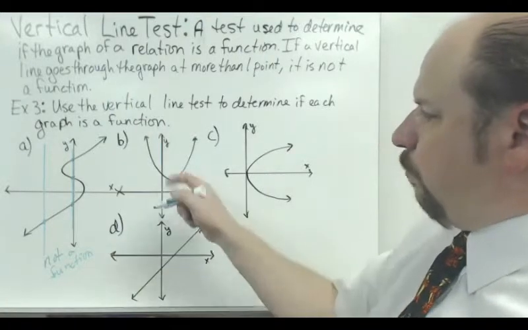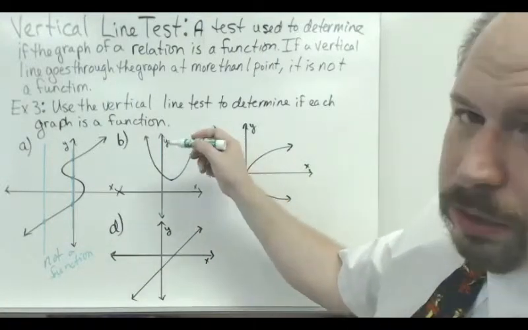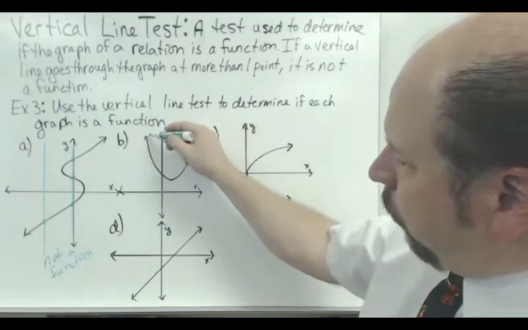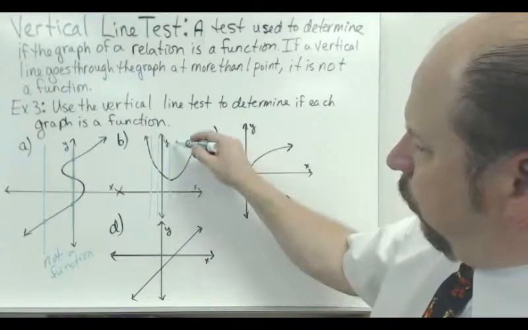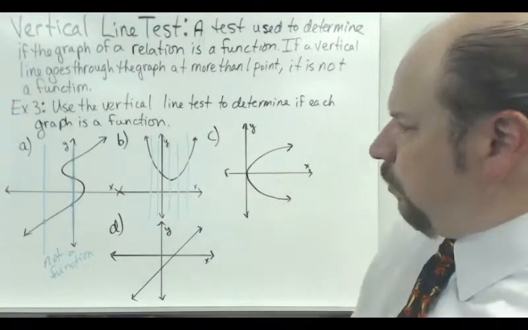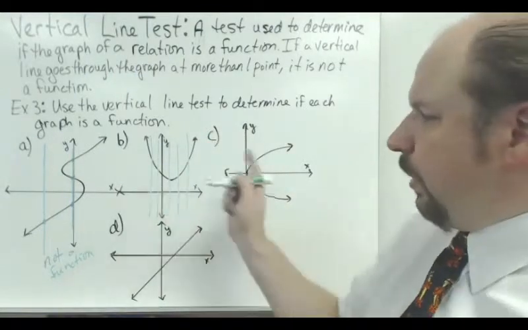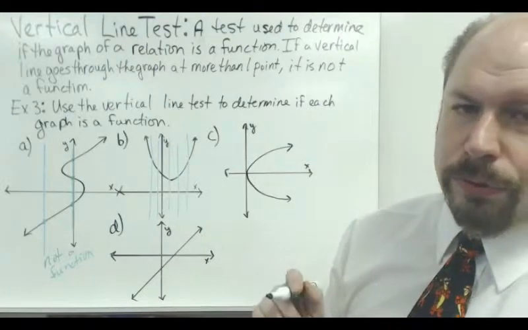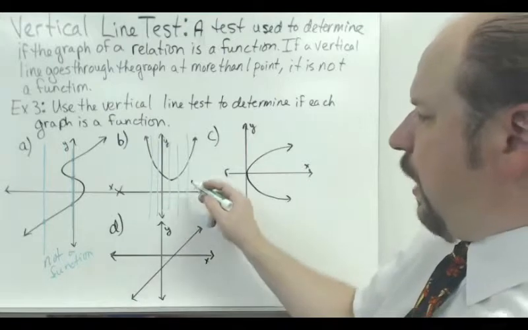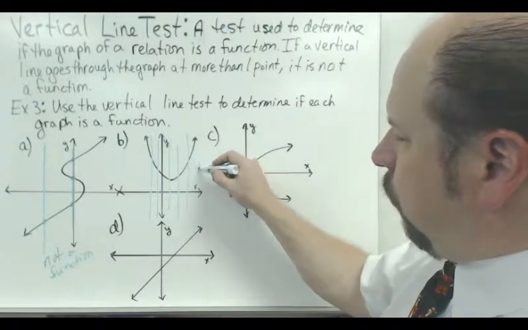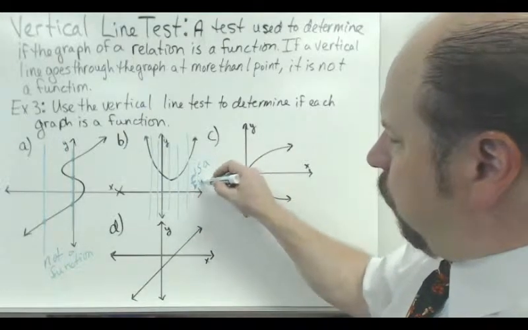Okay, so let's look at B. We'll notice B here, if we take any vertical line, and I'll put in a few here. Notice that any of those vertical lines, and we could go anywhere on there, it would only go through the graph one time for each vertical line. So because of that, this one is a function.